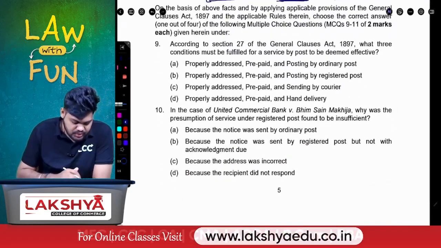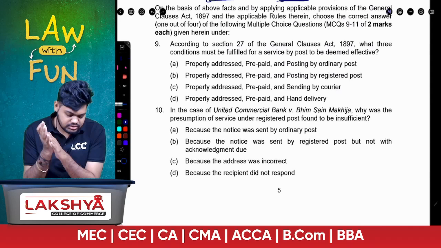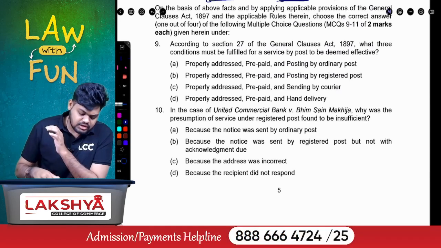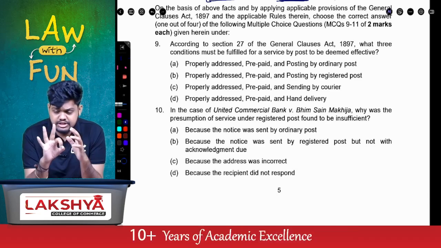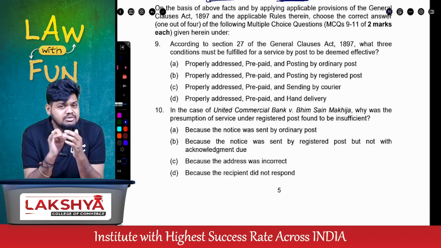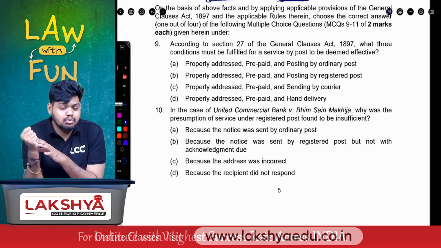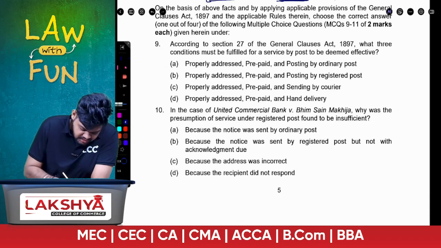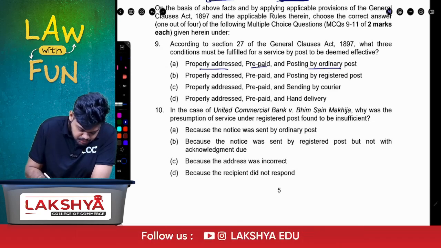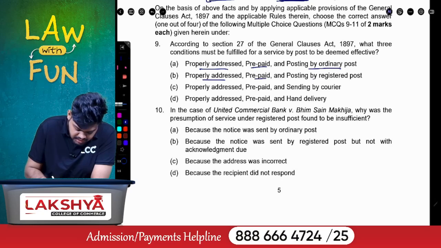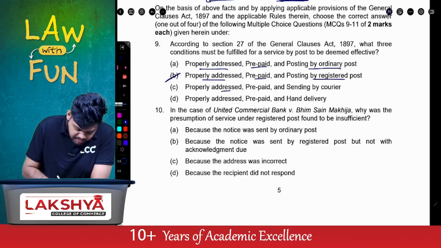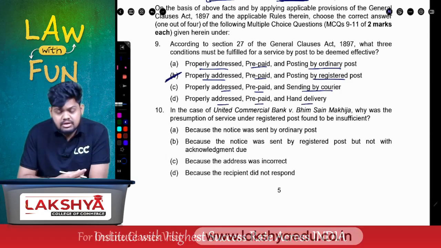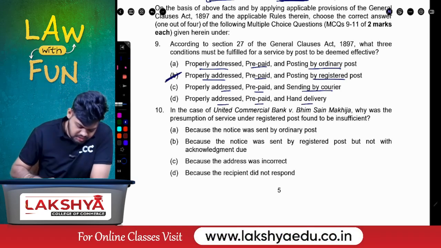Chalo, start the questions quickly, guys. According to Section 27 General Clauses Act, what three conditions must be fulfilled for a document to be properly served? Given the three conditions, it must be properly addressed, it must be prepaid, it must be sent through a registered post, acknowledgement due. What are the options here? Properly addressed, prepaid, but ordinary post, no. Properly addressed, prepaid and registered post, it is the right answer. Properly addressed, prepaid, but courier, no. Properly addressed, prepaid and hand delivery, no. Option B, properly addressed, prepaid and sent through a registered post.